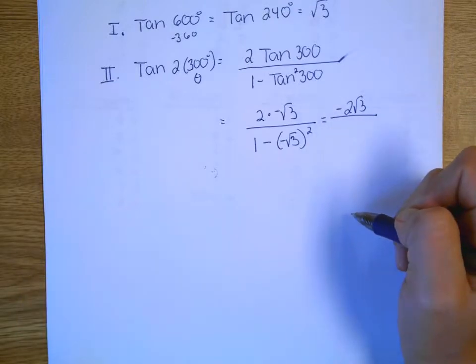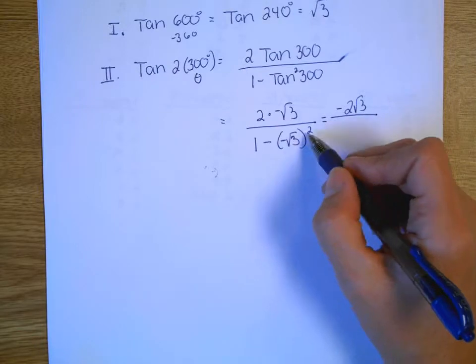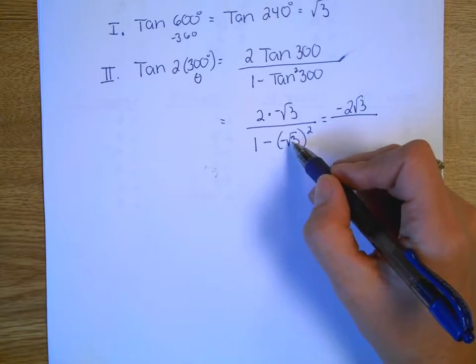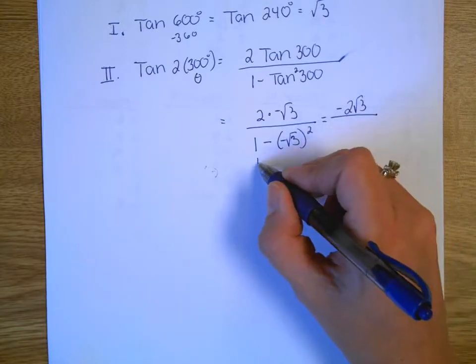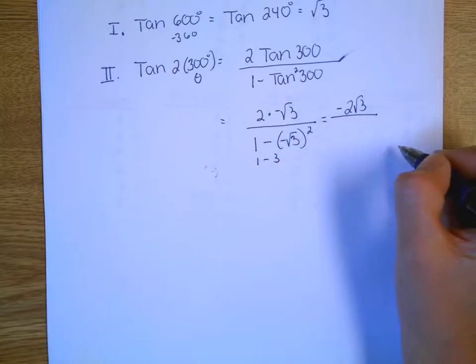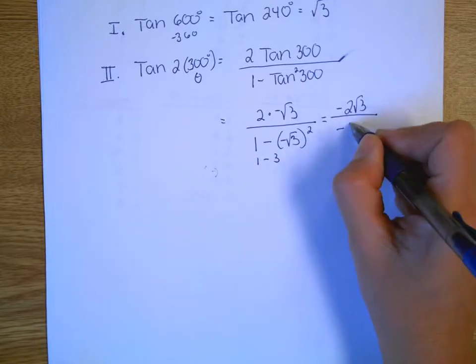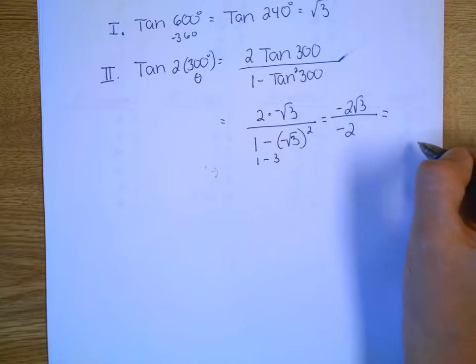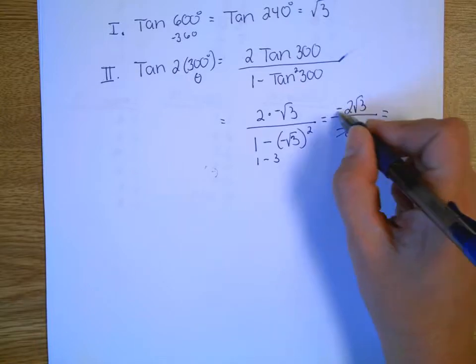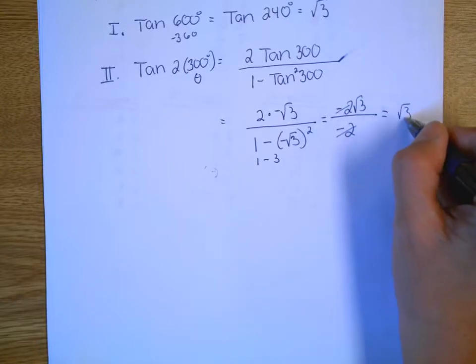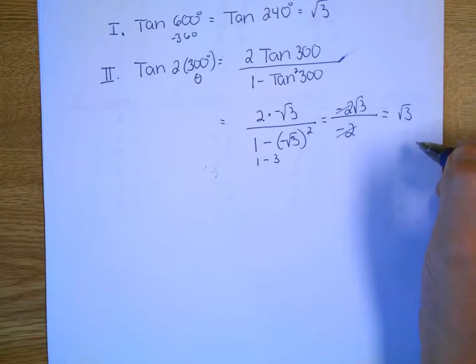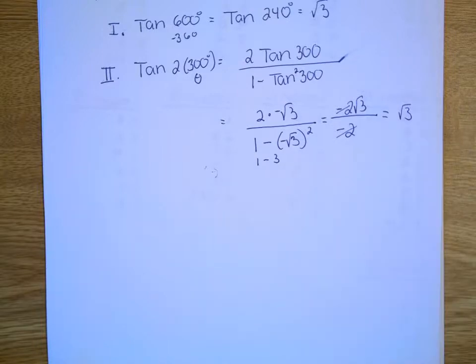What's the negative square root of 3 squared going to turn into? That's going to turn into 3. I'll have 1 minus 3 down here. What's 1 minus 3? Negative 2. Now what happens? And what are we left with? Which is what we wanted. So we got that answer 2 ways. That's not bad. Okay. Now the hard one.